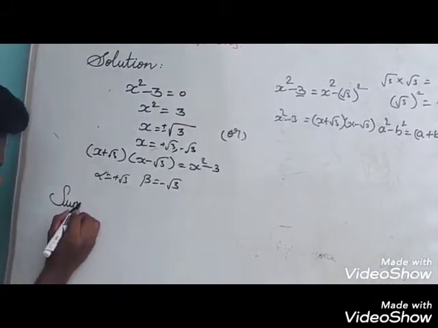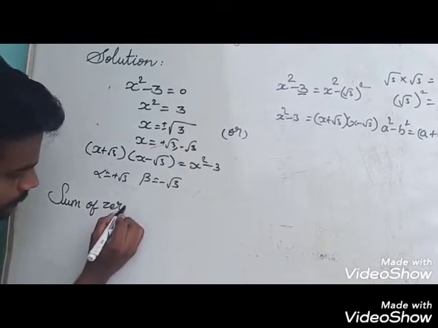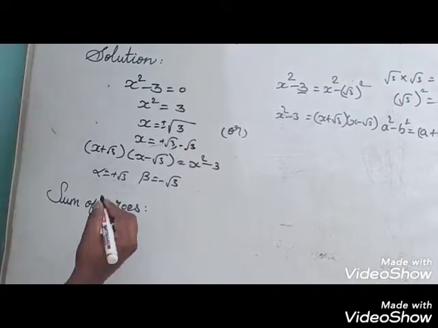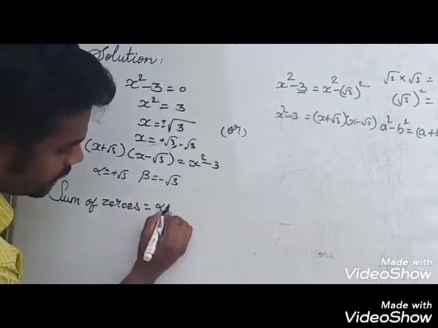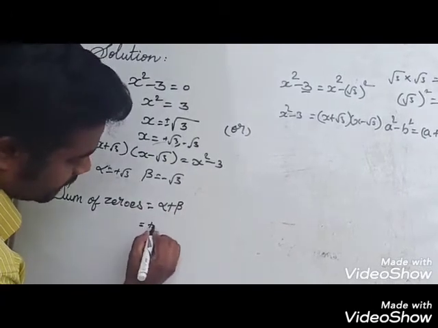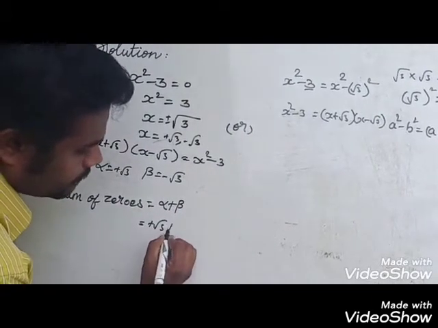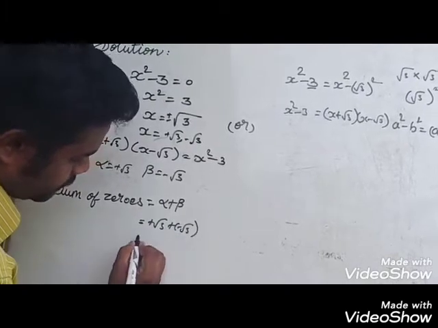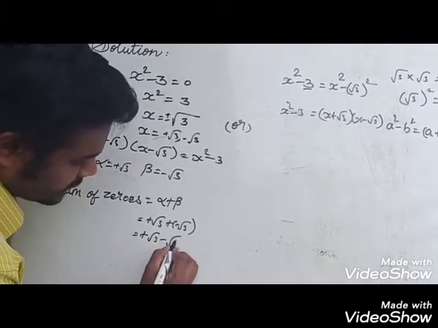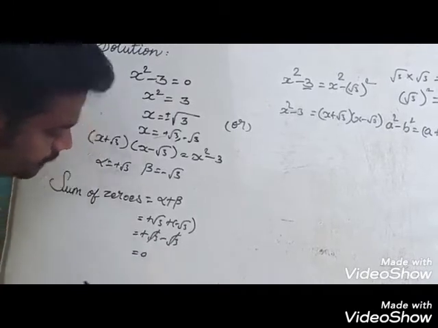Now, sum of zeros, alpha plus beta. So plus root 3 plus minus root 3, that is, plus root 3 minus root 3, which is equal to 0.